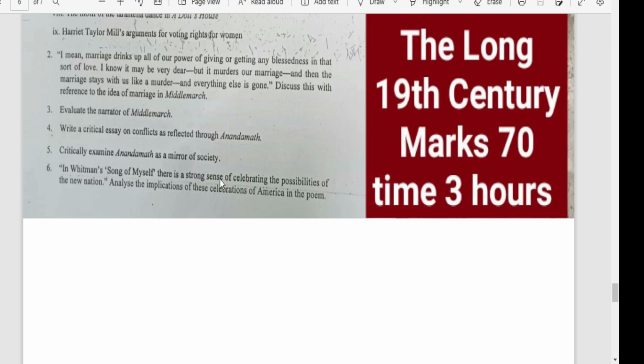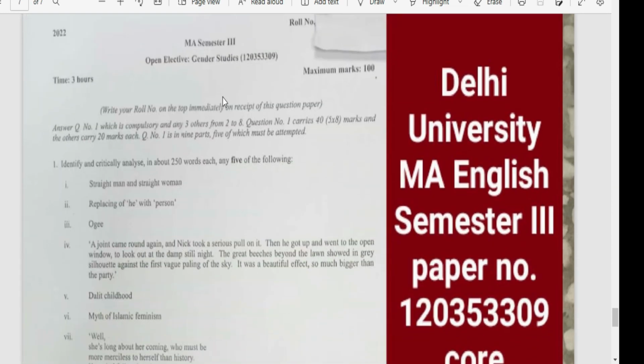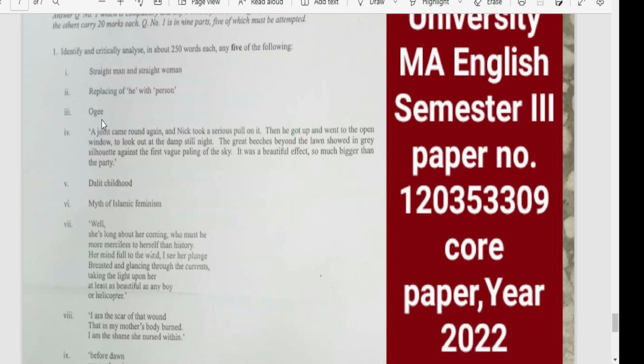Write a critical essay on the conflict zone reflected through Anandamath. Critically examine Anandamath as a mirror of society. In Walt Whitman's Song of Myself, there is a strong sense of celebrating the possibilities of the new nation. Analyze the implications of these celebrations of America in the poem.